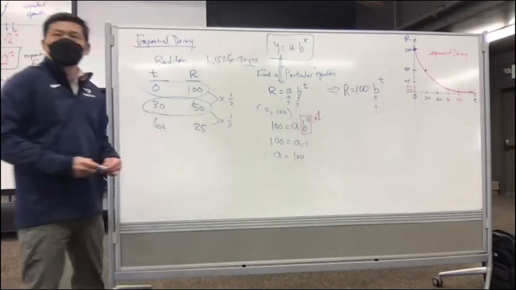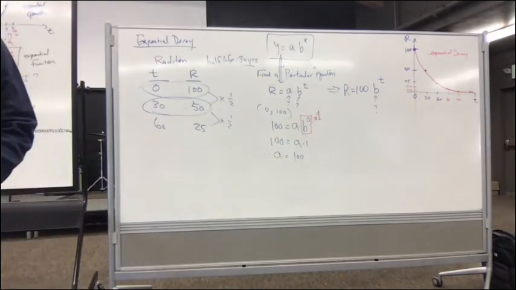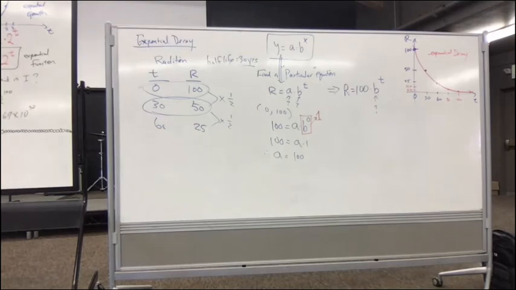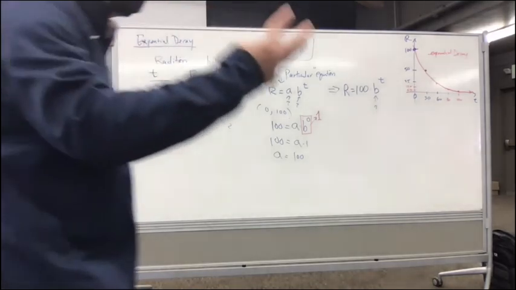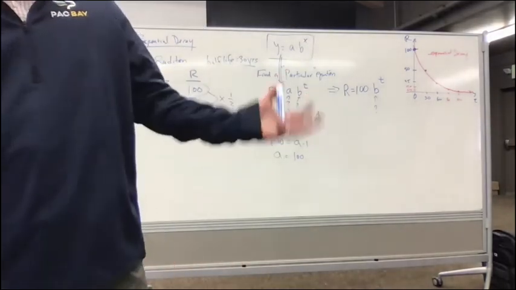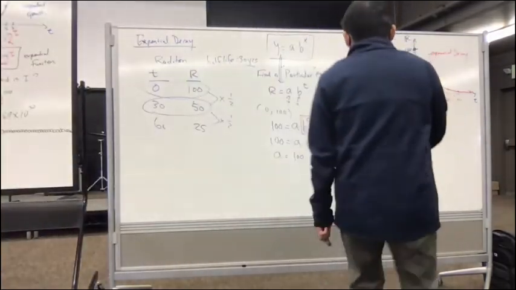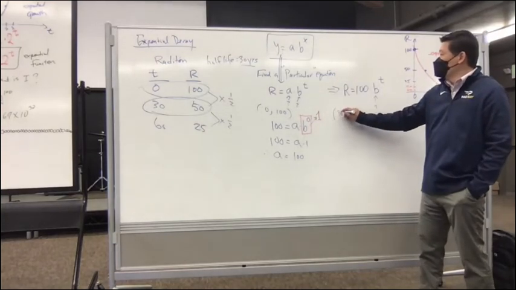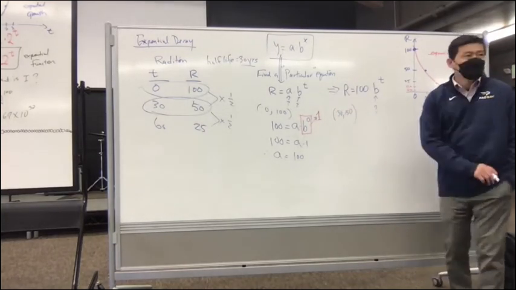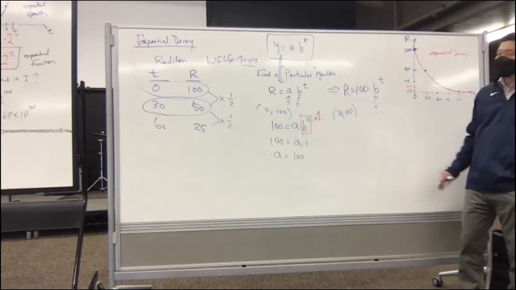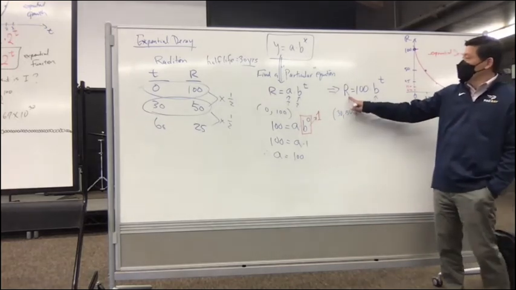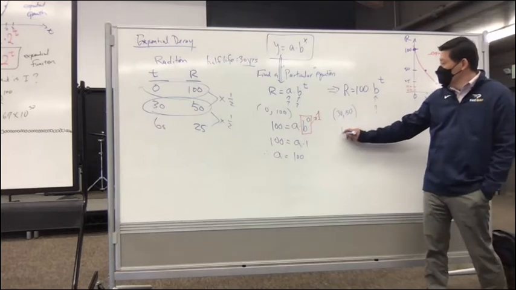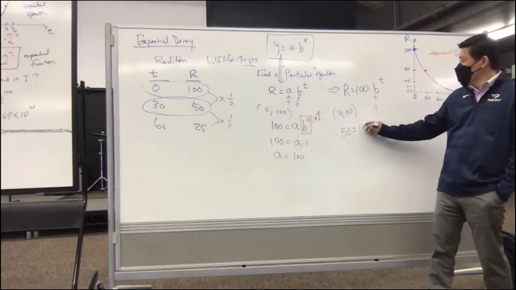We need another set, right? If you have two unknowns, you need two equations to solve it. If you only have one unknown, you only need one equation to solve it. If you have three unknowns, you need three equations to solve it. That's logical. So in this case, we need another one, so we use 30 and 50. R in this case is 50, so 50 is equal to 100.